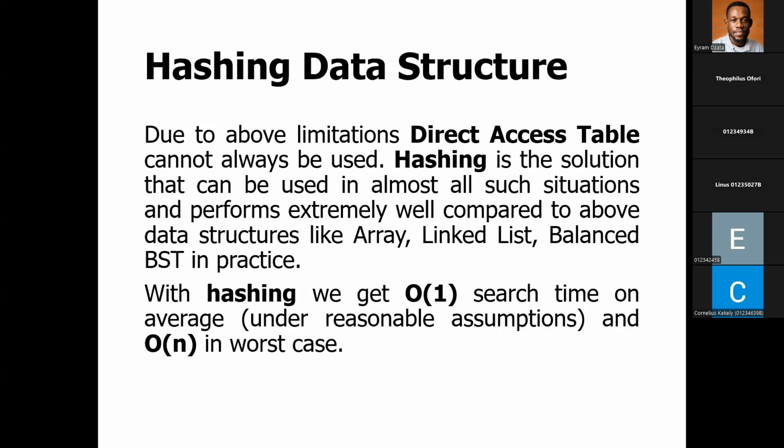Then when it comes to memory efficiency, a direct access table is highly inefficient when you are trying to use the telephone numbers as the index or the key to your table. But with hashing, it becomes memory efficient because you are using a hash function to generate a hash value, which can be used as an array index in your table.